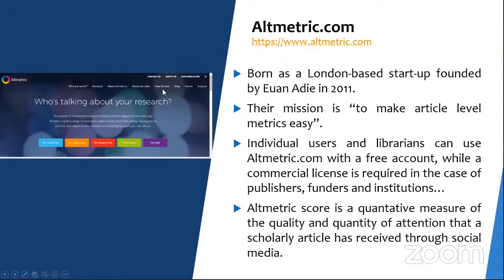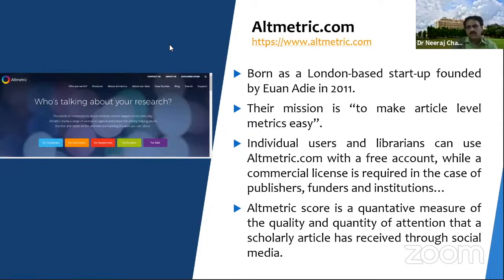So the first thing is altmetric.com. Altmetric.com is one of the altmetric tools widely used by publishers, and it was started in 2011. Their aim was to make article level metrics easy. Individual users and librarians can use altmetric.com with a free account, while a commercial license is required for publishers, funders, or institutions.